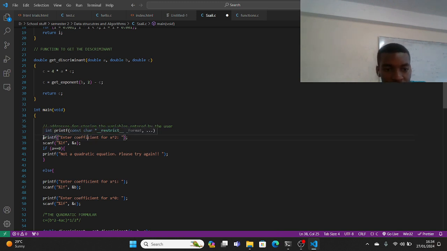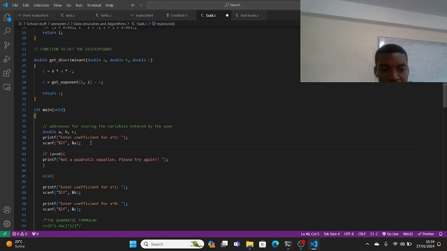Afterwards, I prompted the user to enter the value for a, and the scanf function helps me to read the value of a and store it in memory. But then in the question, we are not supposed to let the user feed in a value of a that's equal to 0. So basically, that's the purpose of this if else statement that I included.